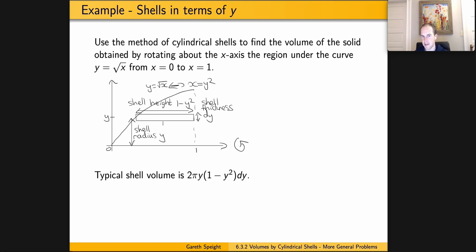The radius is the distance of the shell to the axis, that's y. The height of the shell is 1 minus y squared, and then the thickness of the shell is dy. So we can find the typical shell volume.